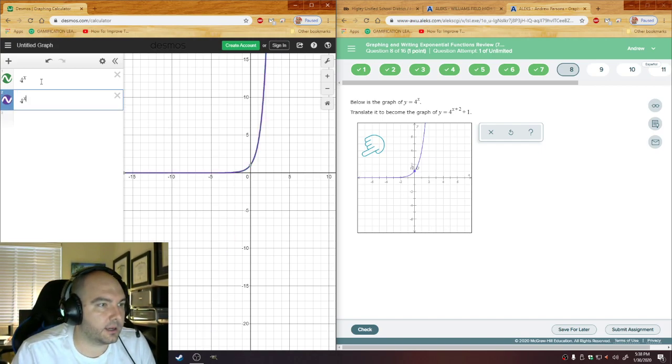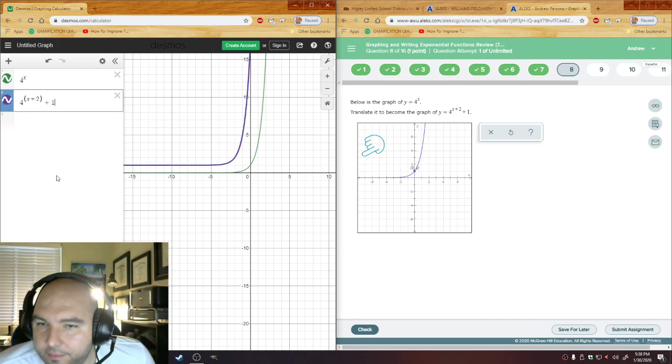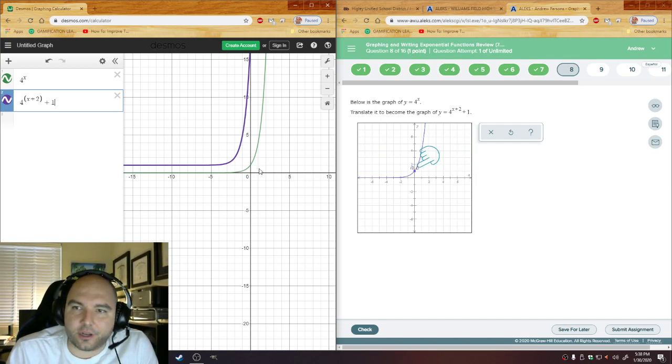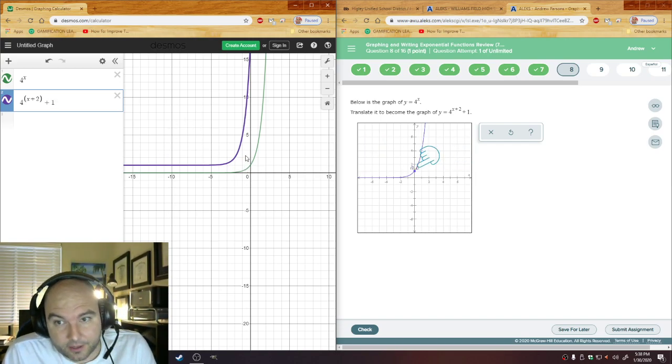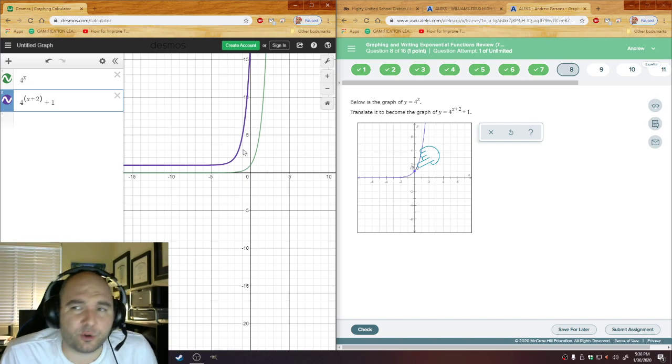4 to the x plus, hold on a second, plus 2. Notice I had to use a parenthesis there. Looks like that. But how does that help you answer the question? It gives you a visual of what you might want to be looking for when it's finally done, but it's not helping you answer the question anyway.